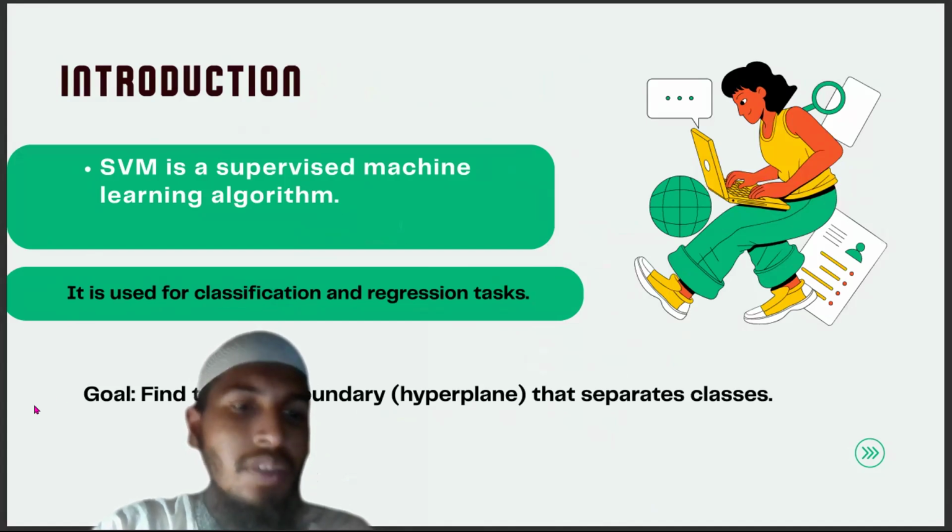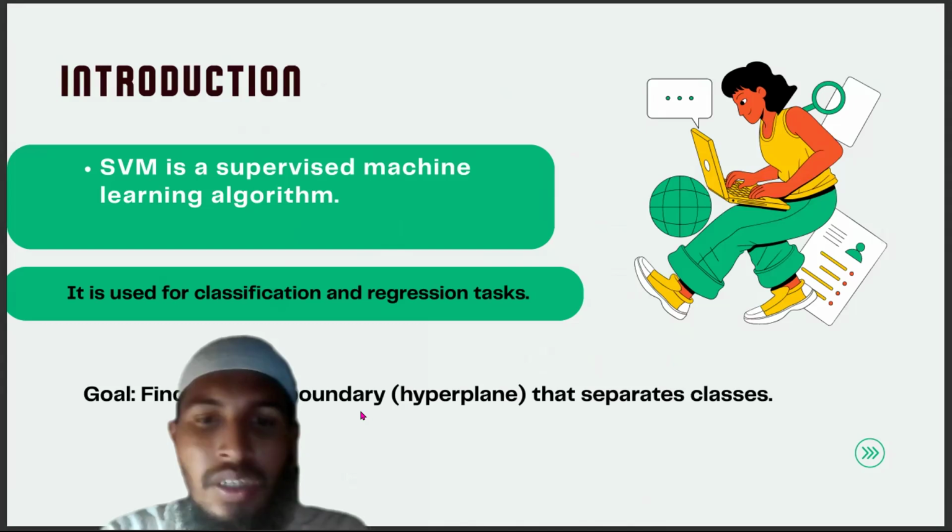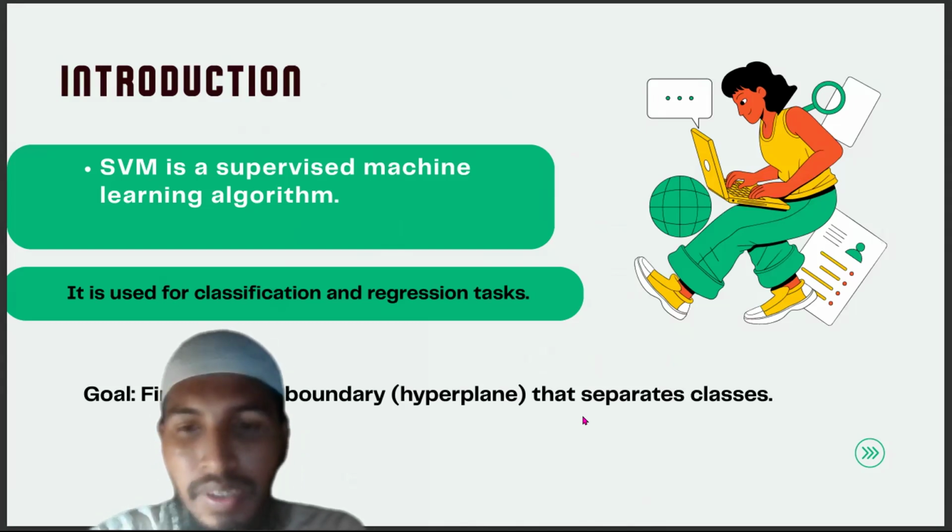What is the goal of SVM? The main goal of SVM is to find the best boundary, the hyperplane, that separates classes.